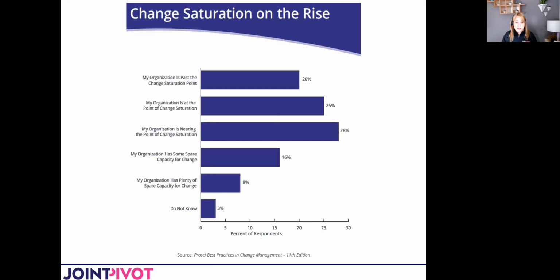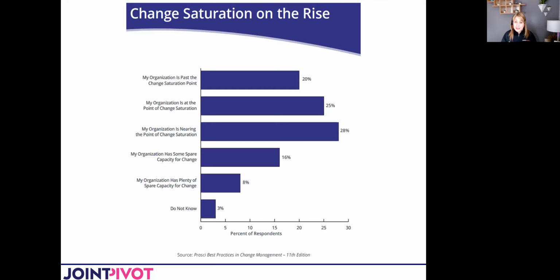Now, this one was their 11th edition. I believe this was the data from 2019, so it's even a year or 2 years old at this point. And already before the pandemic, we consider change saturation to be on the rise. So 20% of respondents said their organizations were past the point of change saturation. 25% of respondents said their organization is at the point of change saturation, and 28% said their organization was nearing the point of change saturation, which is a pretty significant amount.